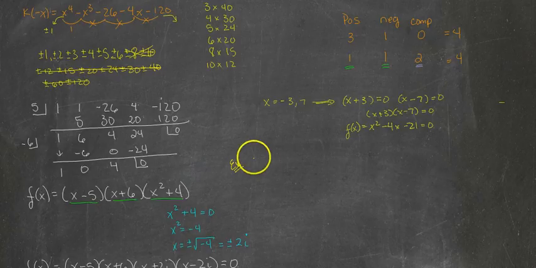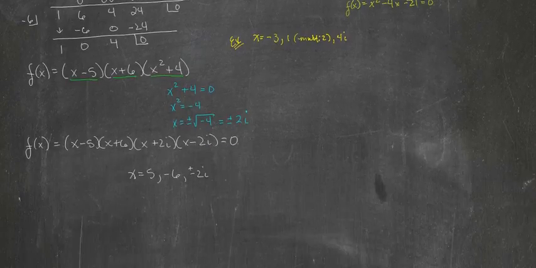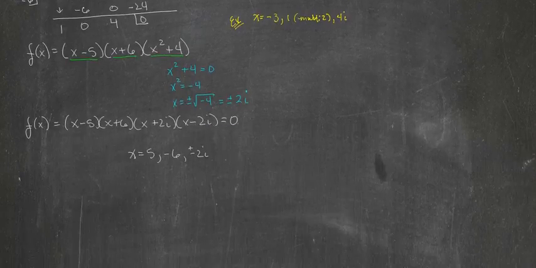I'm going to tell you that the zeros for some function are -3, 1 with a multiplicity of 2, and 4i. And I want you to write a polynomial. Obviously, I'm going to write the polynomial, but this is an instruction that you might receive.